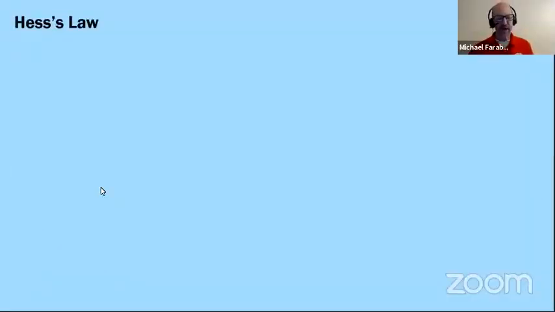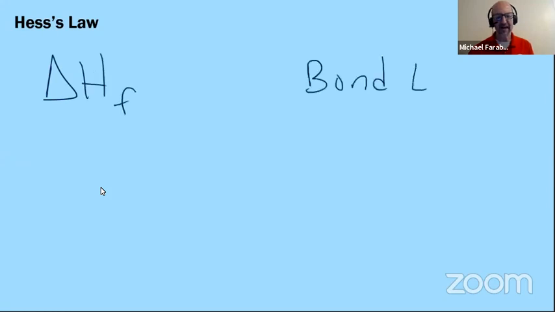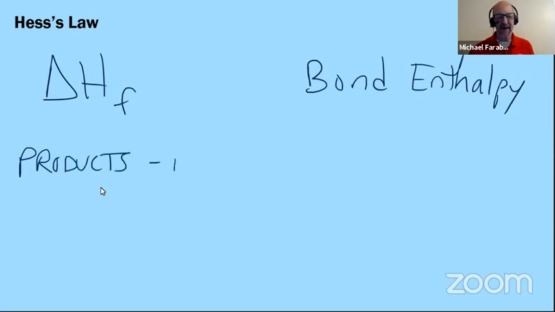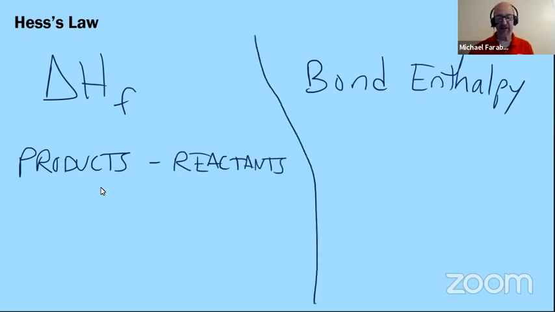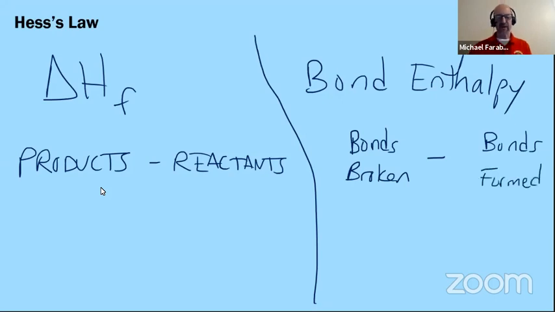So again, do not confuse delta H of formation and bond enthalpy. Here you can definitely do products minus reactants if you are given delta H of formation, but over here it's going to be different. It's going to be bond energy. So you have the bonds broken, which is a positive number, minus the bonds formed. A common mistake that students make on the AP exam is they confuse these two equations. So make sure you are clear in your mind about what you're doing with the data.